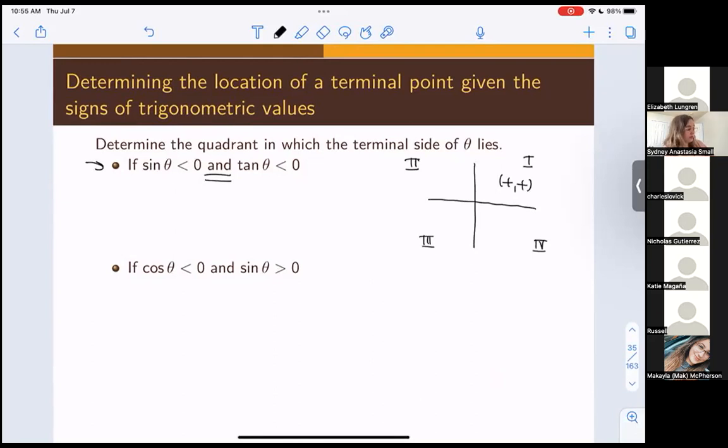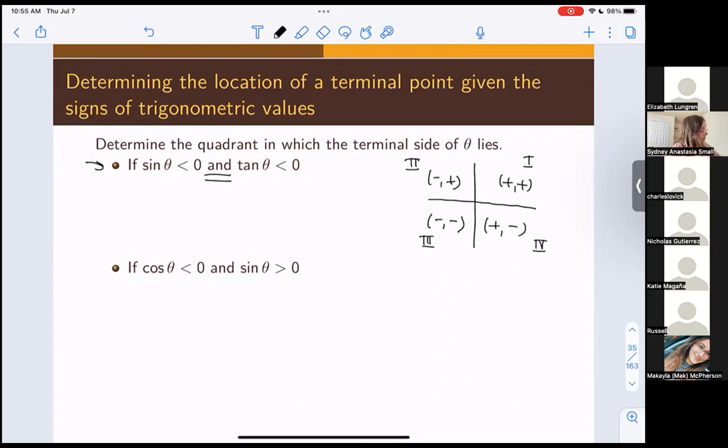If we have a point in quadrant 2, we are going to have a negative x value and a positive y value because we're still in the positive y's, but we move to negative x's. All points in quadrant 3 will have a negative x value and a negative y value. And then all points in quadrant 4 will have a positive x value and a negative y value.